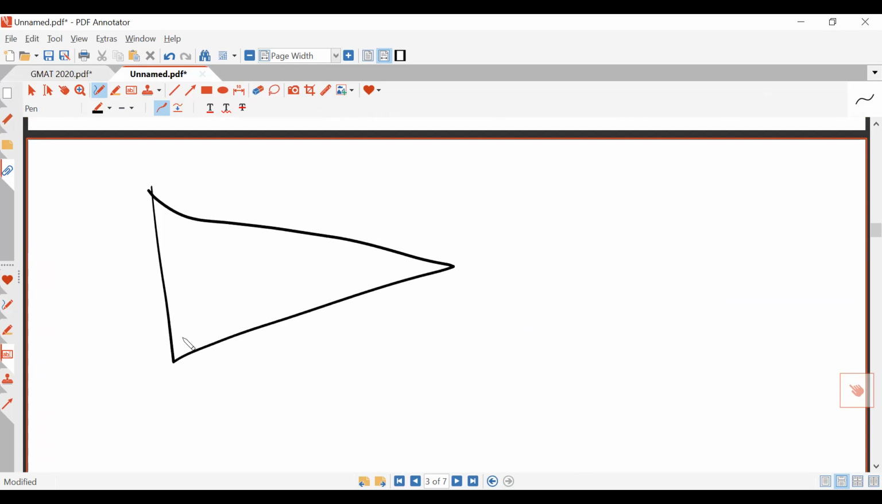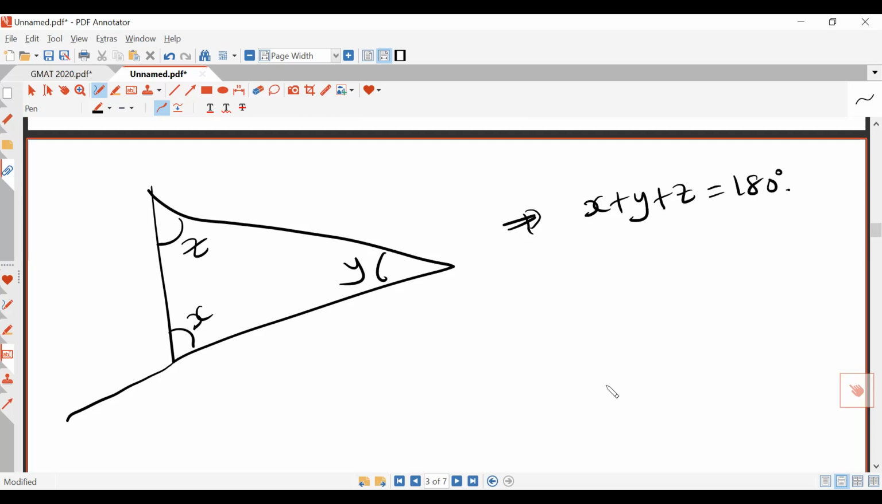So if this is angle X, this is Y, this is Z, you need to remember that X plus Y plus Z gives us 180 degrees. You know that the total of the angles in a triangle gives us 180 degrees. That's one thing. And then if this one is M, then our M is the same as Z plus Y. This is the exterior angle. It is equal to the sum of the two opposite interior angles.